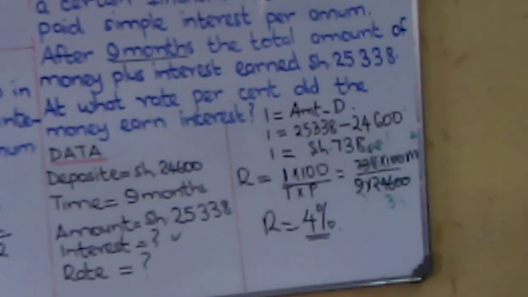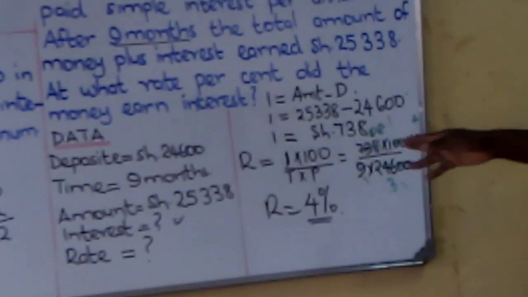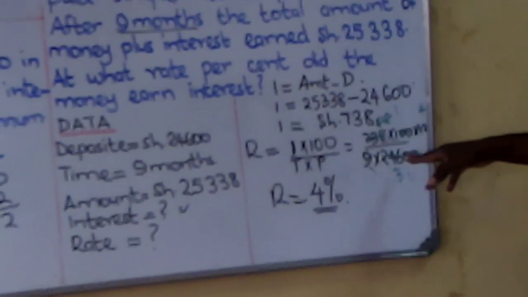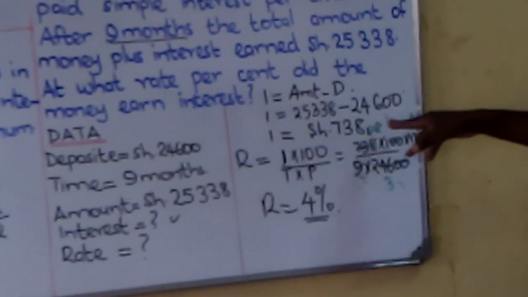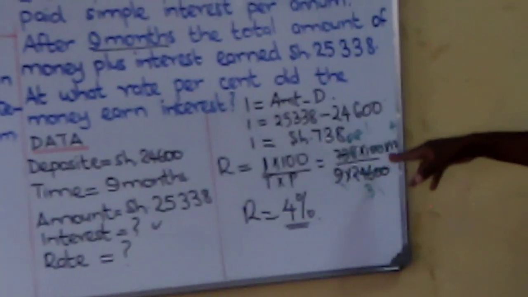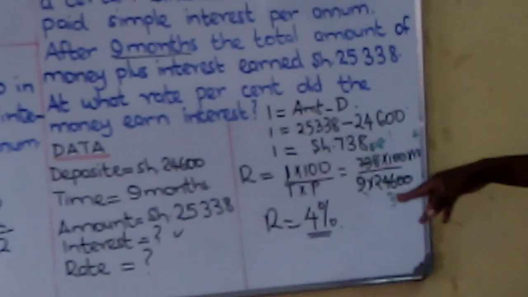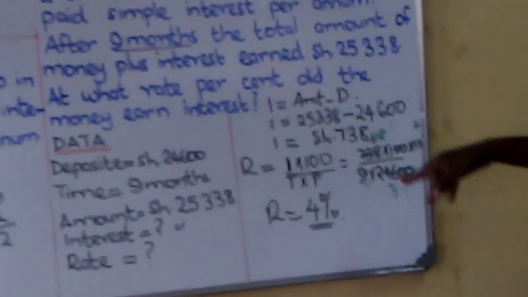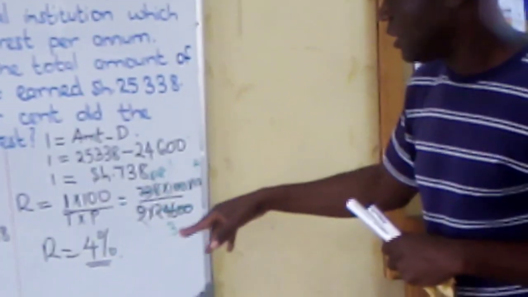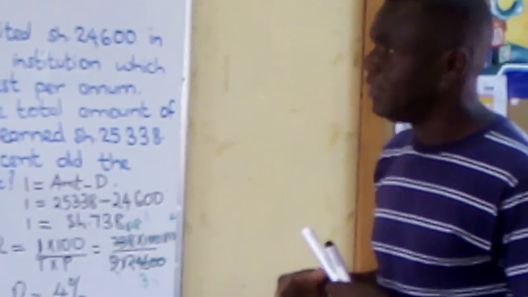Rate is 4%. Boys and girls, be very careful with the simplification. You must be very good in table mastery to know what to simplify with. I hope you have understood. Did you understand?